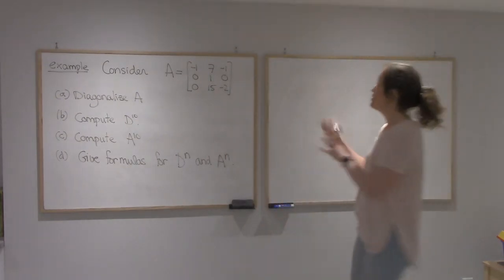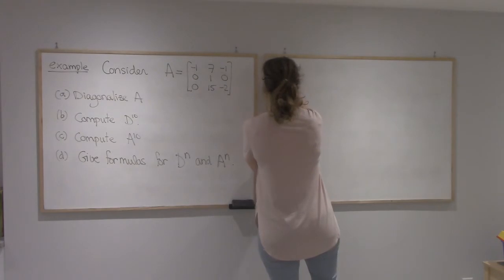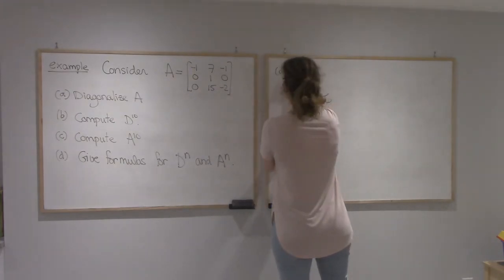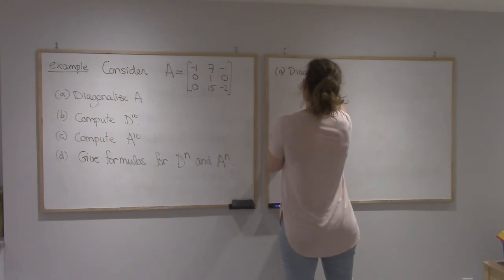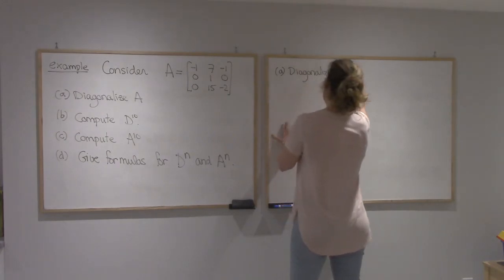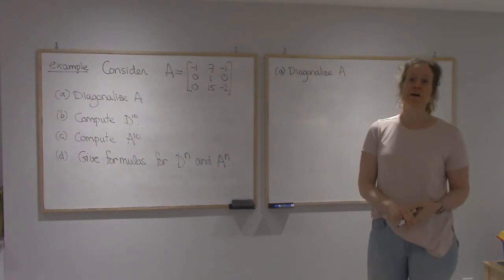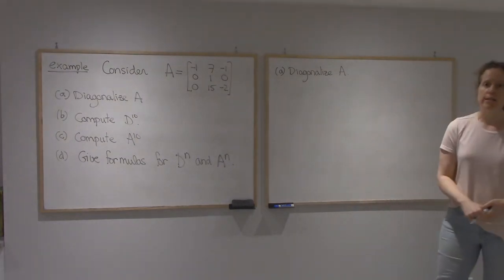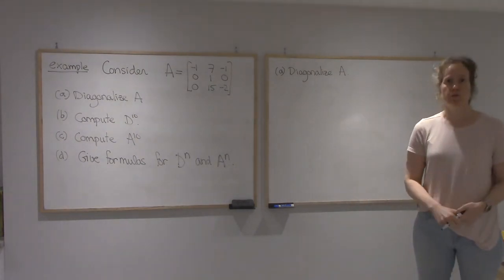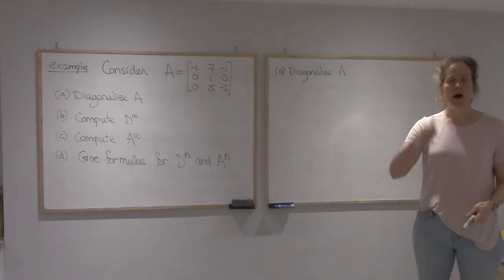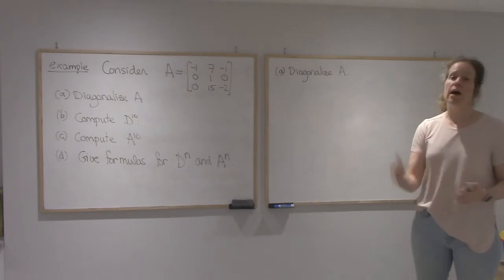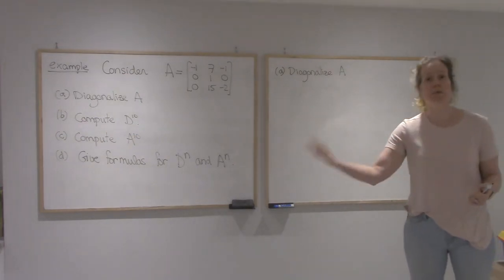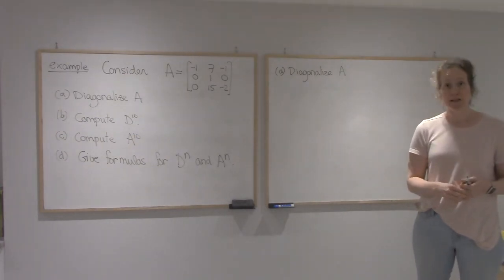Alright, so let's start. I want to diagonalize A. So we now know that to diagonalize A, you need to find a basis of eigenvectors for A. So I'm going to find the characteristic polynomial, find its eigenvalues, and then for each eigenvalue, find a basis for the eigenspace.